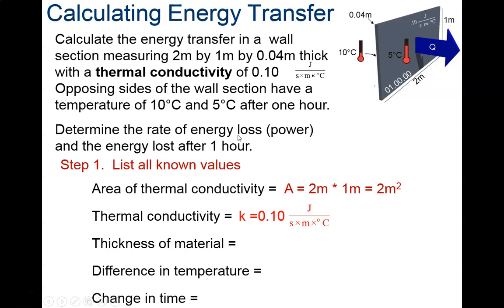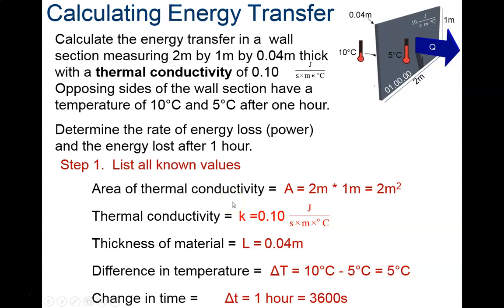So list what we know. We know the area is 2 meters by 1 meter. We're given that K is equal to 0.1. We've got L is 0.04, which is the thickness of the material. We've got delta T is going to be the 5, because it's 5 degrees different on the inside and outside. And the time is going to be 1 hour, also known as 3,600 seconds.